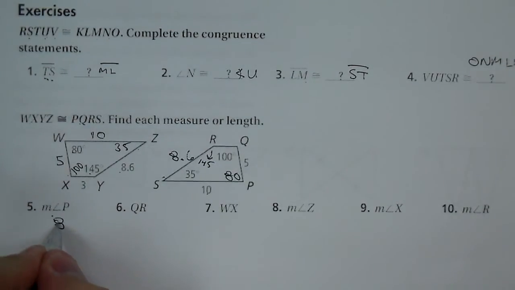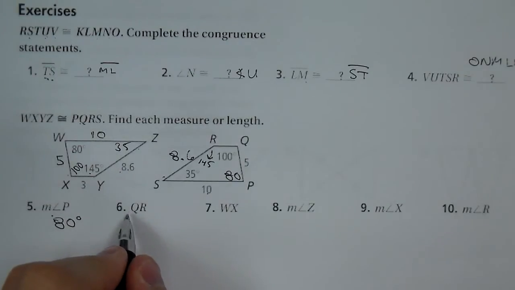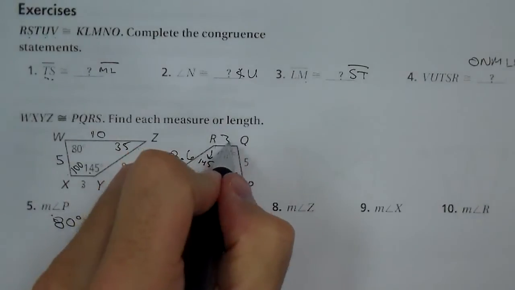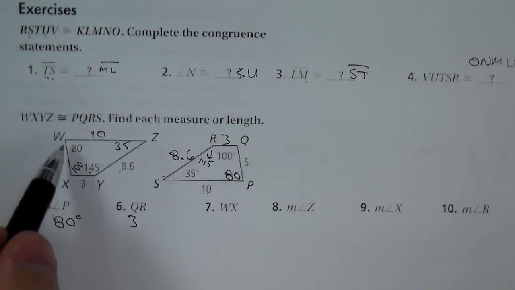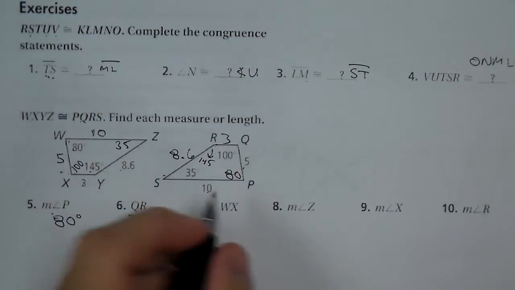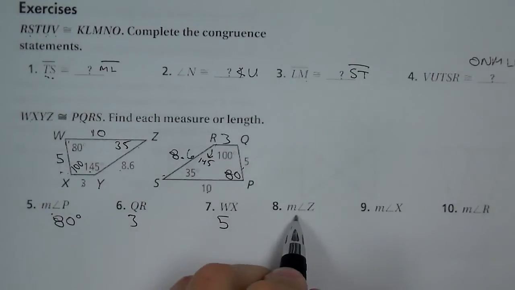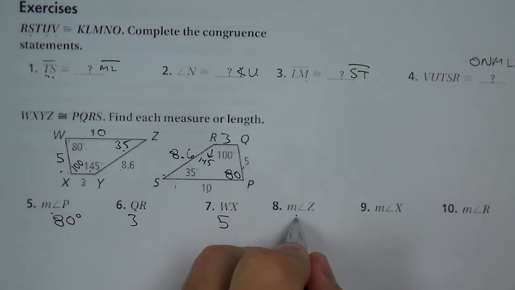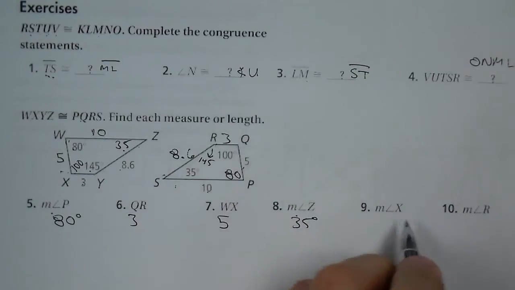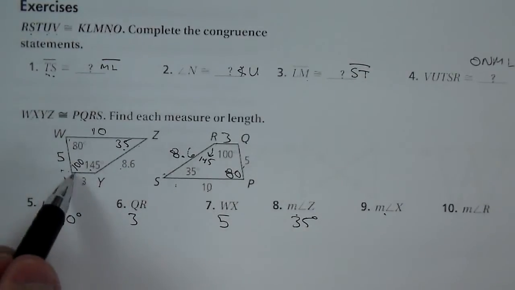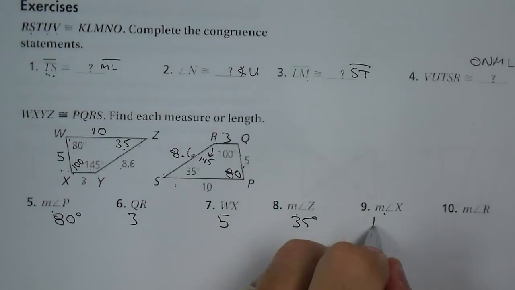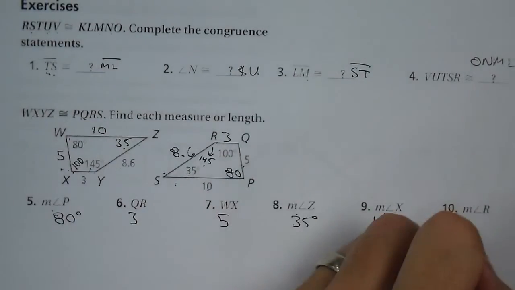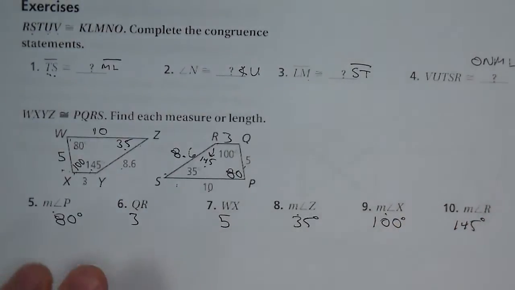So angle P would be 80 degrees. Length of QR is going to be, we didn't write that one, should be a 3. WX is here, that one is 5, it was corresponding to QP. Angle Z is 35, that was corresponding to S. Angle X is 100, that was corresponding to Q. And then angle R is 145, that was corresponding to Y.